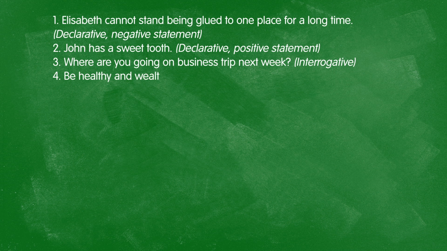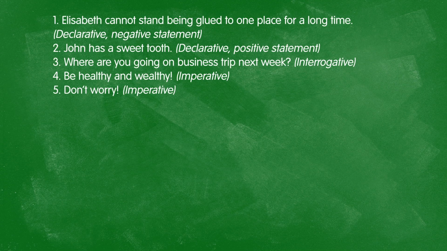And a fourth example, be healthy and wealthy. This is an imperative sentence, and we use the imperative to tell people what to do or give commands, as well as encouraging them to do something or also giving advice. Imperatives are formed with the infinitive without the word to. For example, in the sentence, be healthy. Negative imperatives will begin with the phrase don't or do not, as in don't worry.